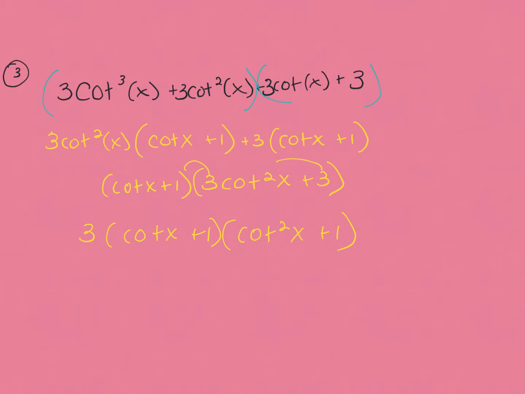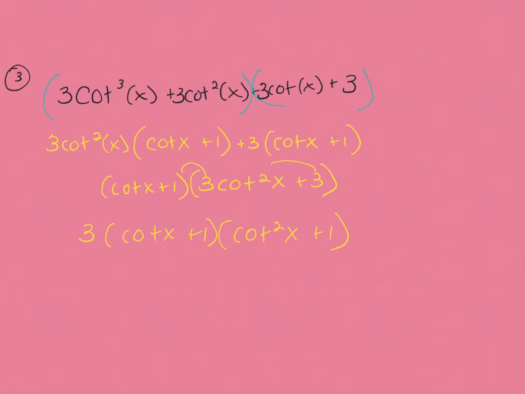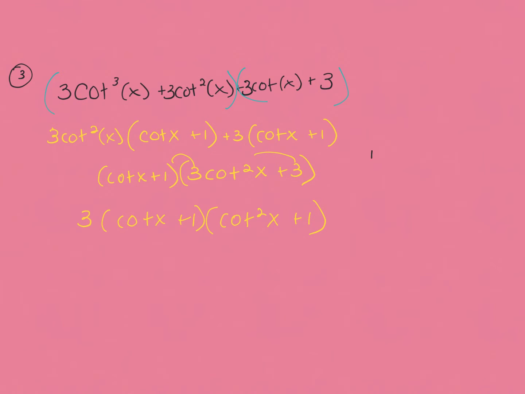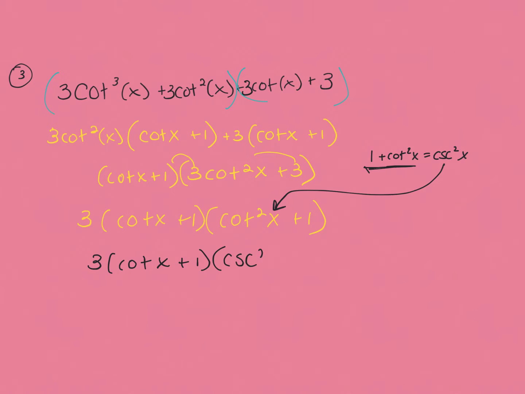Now the cotangent x plus 1 I can't do anything with, but the cotangent squared x plus 1 should tell you to go back to your Pythagorean identities, and you should get 1 plus cotangent squared x equals cosecant squared x. So 1 plus cotangent squared can be replaced with cosecant squared. And that's as simplified as it gets. So some of you had the 3 and some of you didn't. If you didn't, it was just the cotangent x plus 1 and this cosecant squared x.